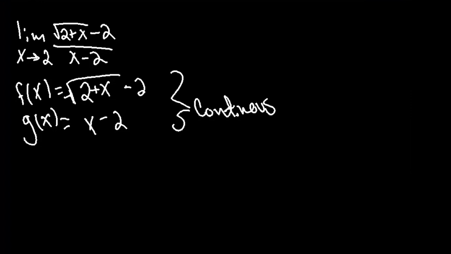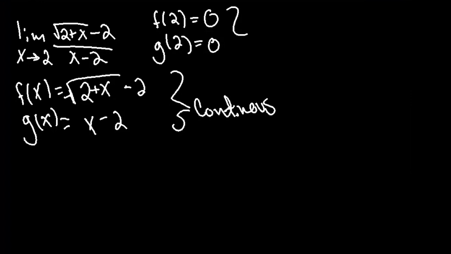Okay, and then we need to know that when we plug in 2, it equals 0. So let's do it up here. When we have f of 2, when we plug in 2 into this numerator part, we'll have 2 plus 2, which is going to be 4, and then the root of 4 is 2. So we have 2 minus 2, which is going to be 0. So then we set this equal to 0. And then g of 2: when we plug in 2 into this bottom part, 2 minus 2 is going to be 0. So there we go. We've established that it is indeterminate here.